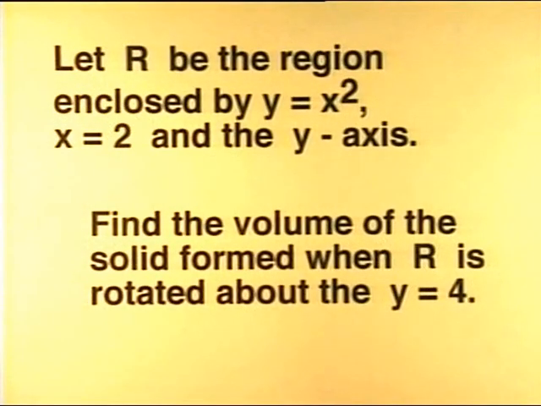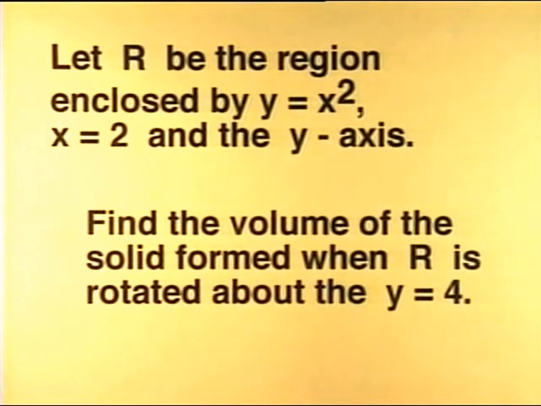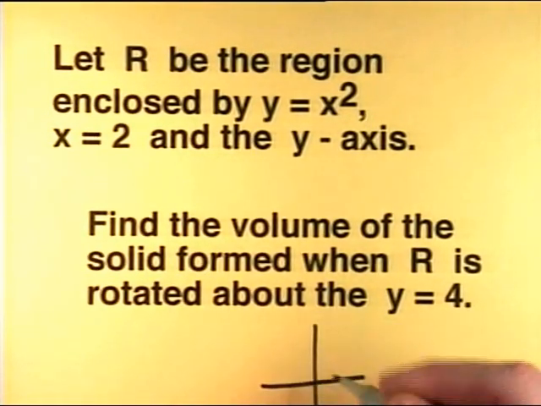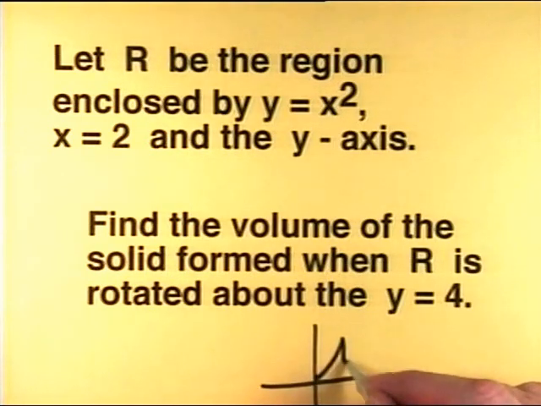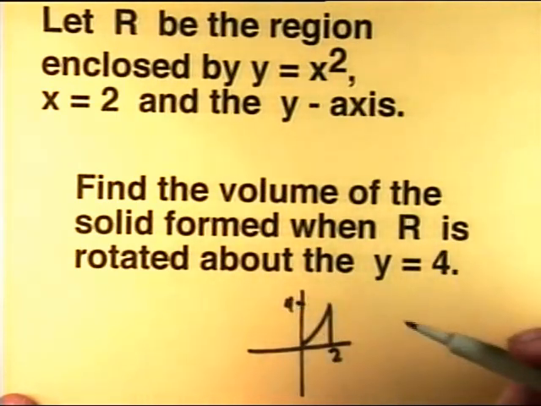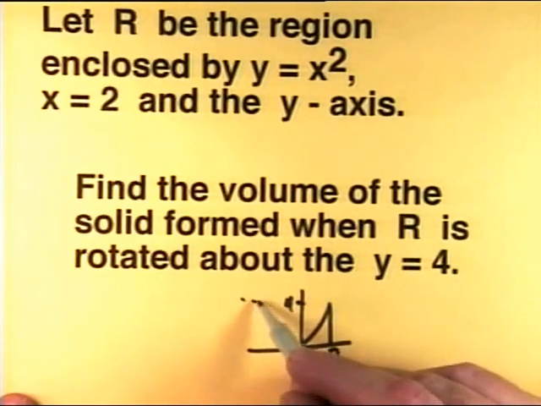Anyway, so how do you do this problem here? That would be the region enclosed by y equals x squared, x equals 2, and the y-axis. Find the volume when it's rotated about y equals 4. Can we draw it first? Yes, we can. Awesome. First of all, the curve looks like this. If we're rotating about the line y equals 4, Julie Thane.